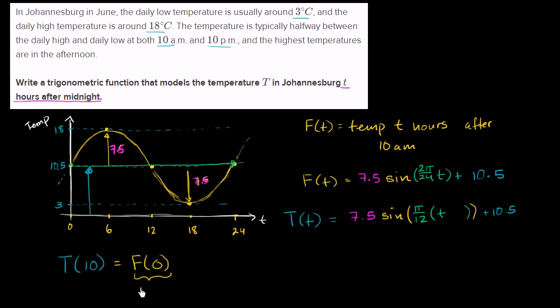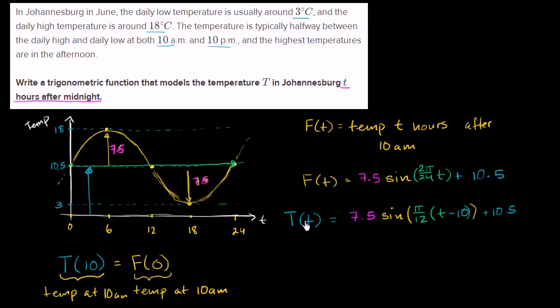This right over here represents temperature at 10 a.m. And this over here, because this capital T function, this is hours after midnight. This is also temperature at 10 a.m. So we want T of 10 to be the same thing as f of 0. Or another way of thinking about it, when f of 0, this whole argument is 0. So we want this whole argument to be 0 when t is equal to 10. So how would we do that? Well, if this is t minus 10, notice, T of 10, you put a 10 here, this whole thing becomes 0, and you're left with 10.5.